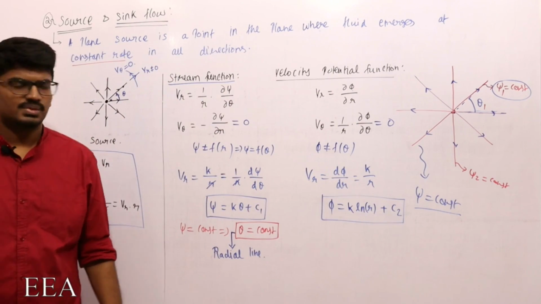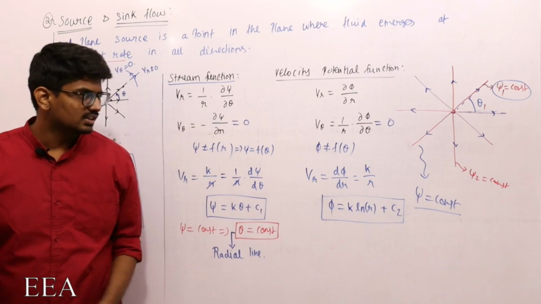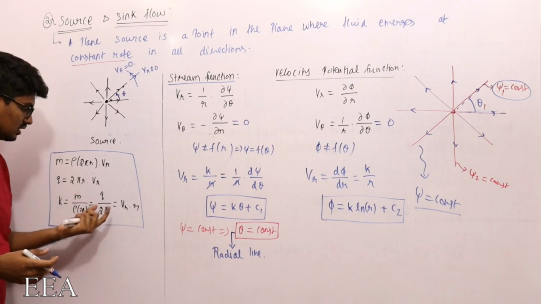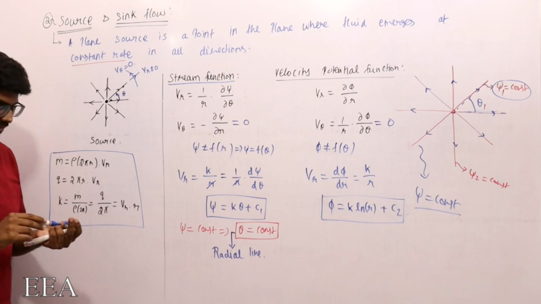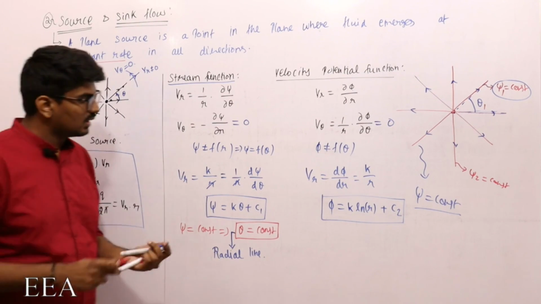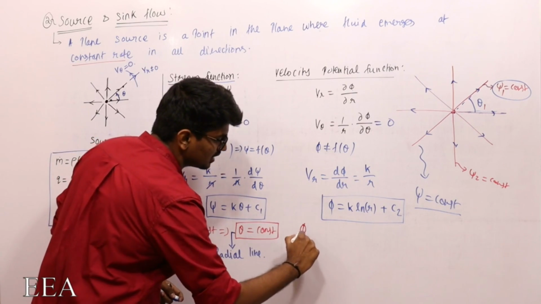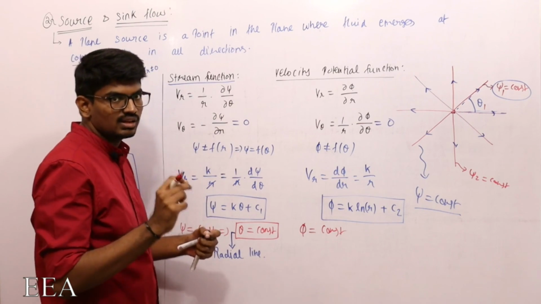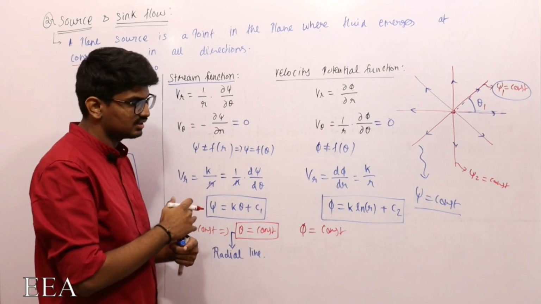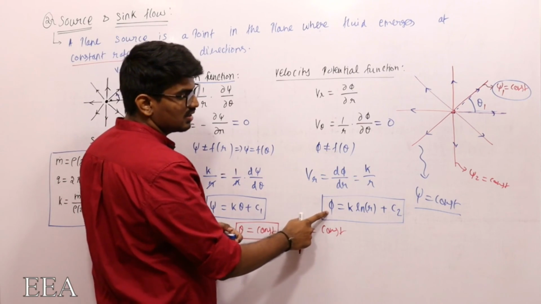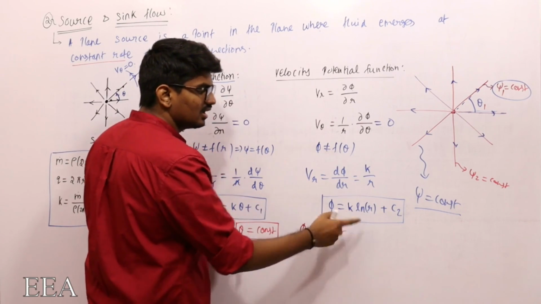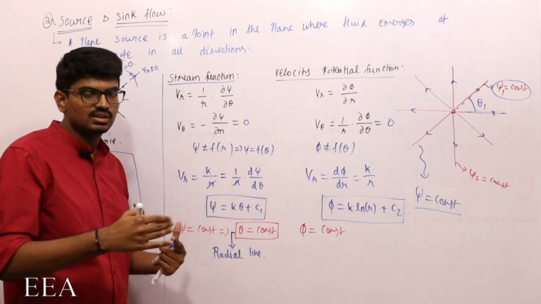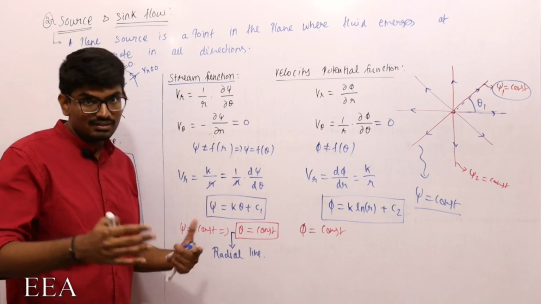Okay, simple, right? So the integration of 1 by r is ln of r, so we get k into ln of r plus c2, where k is nothing but the strength of the source, which is denoted by m dot by rho into 2 pi. Now, if I want a constant velocity potential line, which is nothing but an equipotential line, then this has to be constant. C2 is already constant. K is also already constant. We know that in a source flow field or a sink flow field, K will be constant.